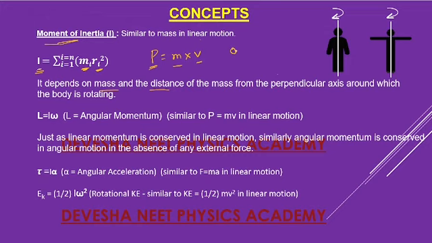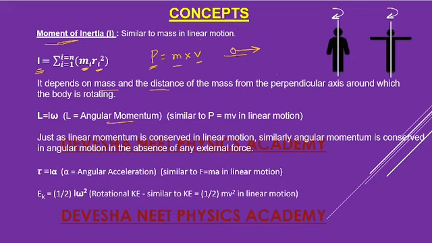Imagine if a ball is moving like this, it will have the same momentum unless there is an external force applied on it. The linear momentum used to be conserved. It will not change. Similar to that, even in the case of angular momentum, the angular momentum will be conserved.